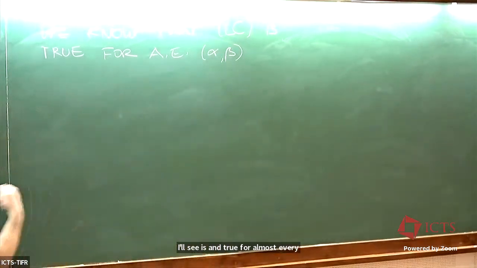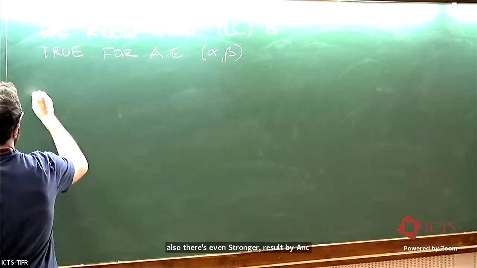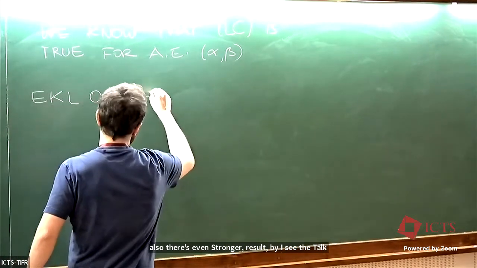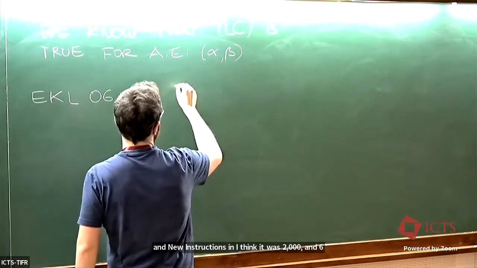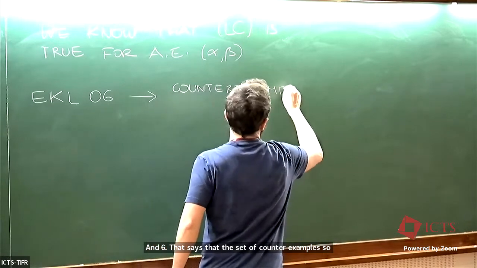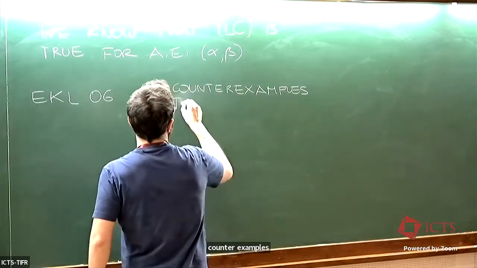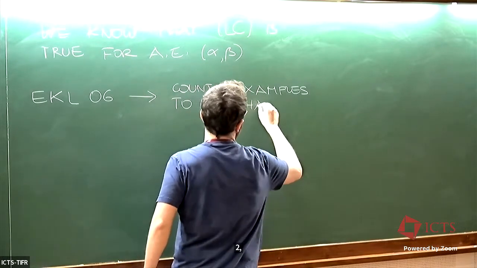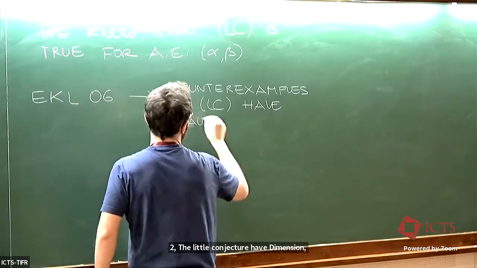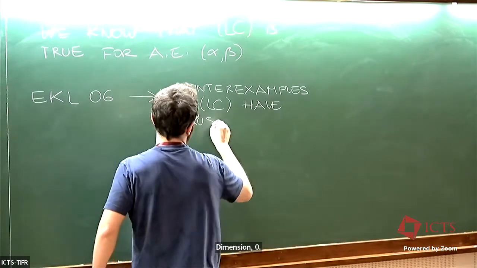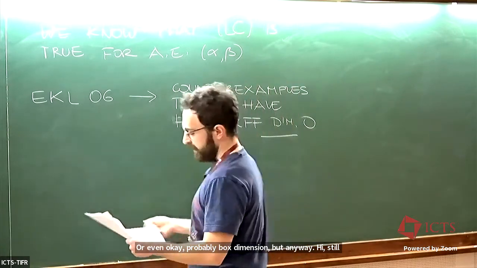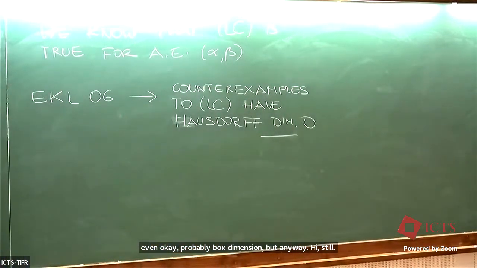And also there's an even stronger result by Einsiedler, Katok, and Lindenstrauss in, I think it was 2006, that says that the set of counterexamples to the Littlewood conjecture has Hausdorff dimension 0, or even, okay, probably box dimension, but anyway, Hausdorff dimension. Great. Okay, so this is what we know about the conjecture.